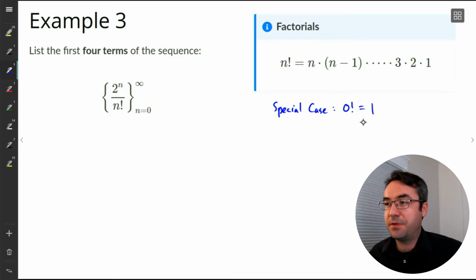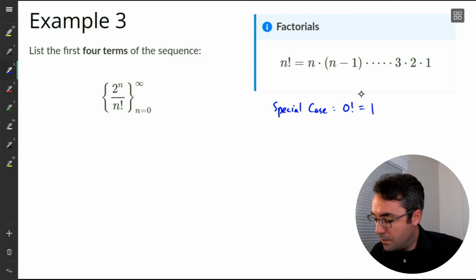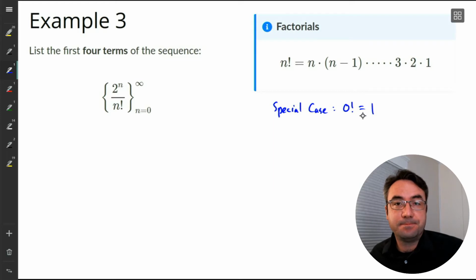And so we're just going to say that's equal to 1. And we'll see why that's going to be helpful in some later lessons. So we're just going to say this is equal to 1. That's what we're going to use.